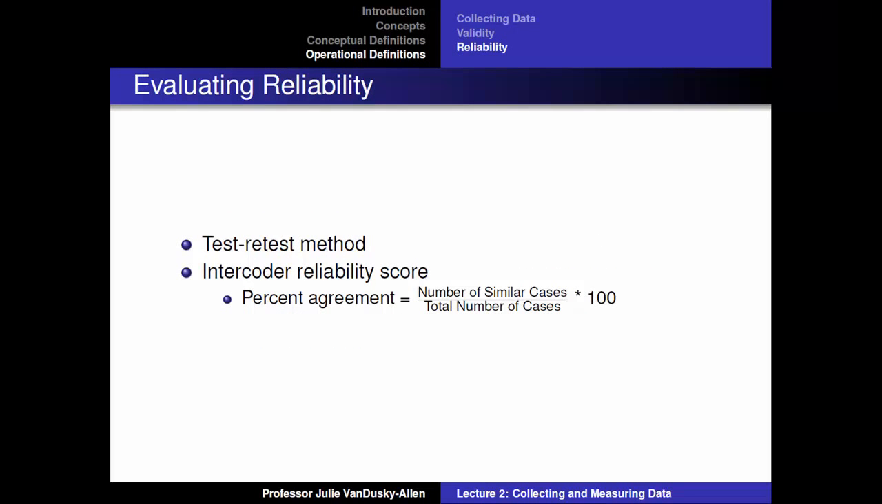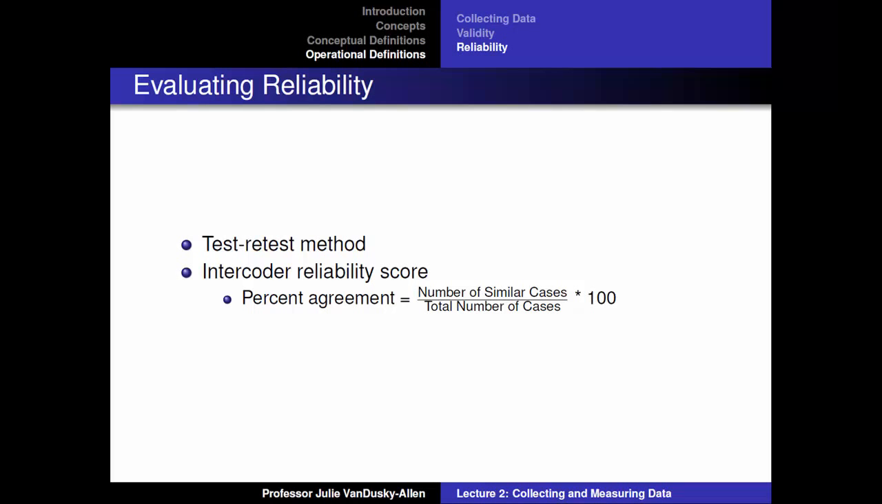There are several different ways we can evaluate reliability. One way is the test-retest method. In the test-retest method, we apply the coding criteria from our variable to the same subjects repeatedly to make sure the variable produces the same coding outcome every time. When we have multiple researchers coding our data, we can use an intercoder reliability score to make sure the variable produces the same coding outcome for each subject in our dataset, regardless of which coder is coding the data.